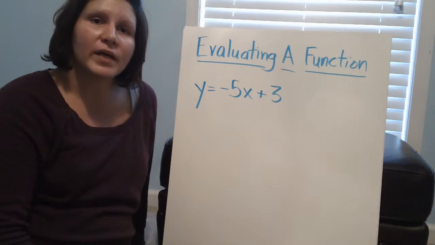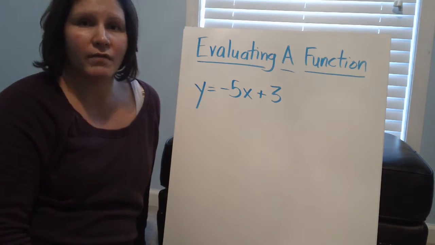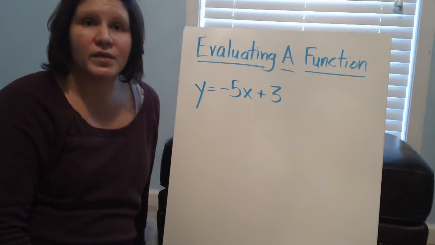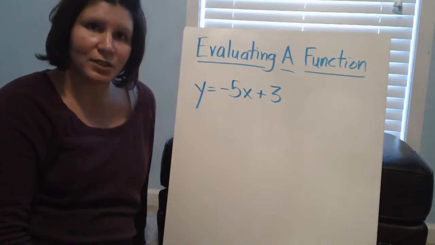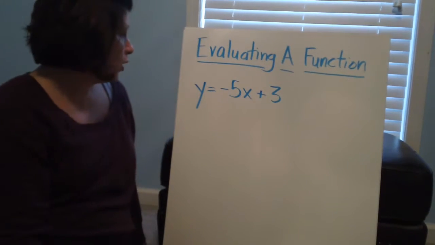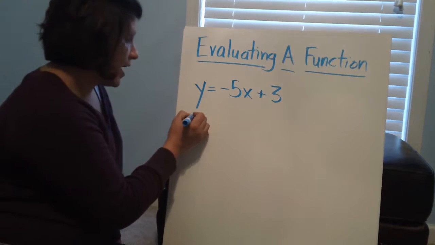In order to evaluate it, we need a value of x to go in so that we can figure out the y value that comes out. Today we're going to be exploring something called function notation. Instead of using y for our output, we're going to rewrite y as a function of x, or f of x.